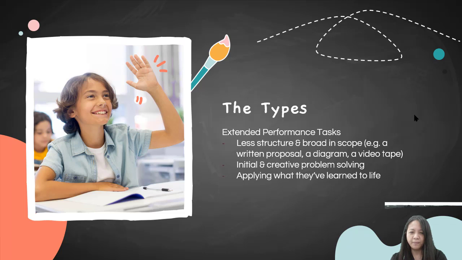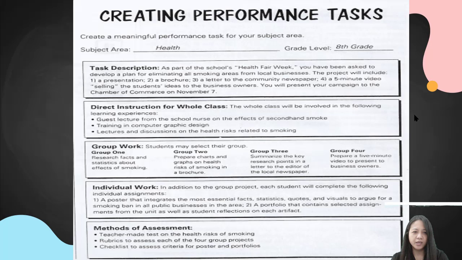And next we have applying what they've learned to life. So instead of having the theory, they will apply what they have learned to life application. And then this is the example of creating performance tasks. Like you have the subject area here, what subject area, and then the grade level, and then task description, what you need the students to do, and then instruction for them, direct instruction for the whole class.